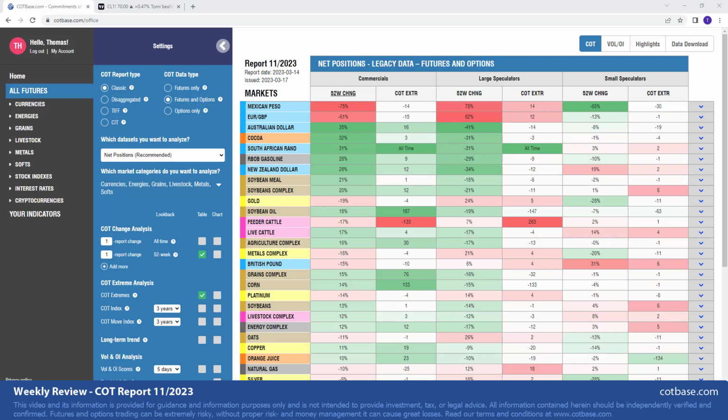It's my pleasure to announce that CFTC has finally updated all the reports that we were missing in the past couple of weeks. This latest report, the 11th of this year, showing the report for March 14th, has been issued yesterday, and of course our systems have updated everything. So I'm glad that we can continue these weekly reviews finally.